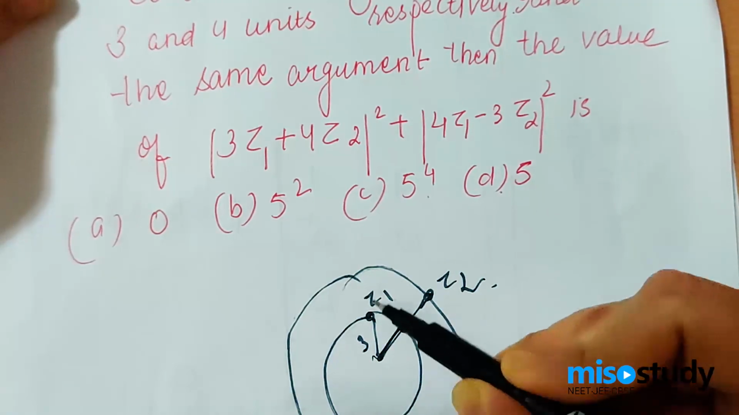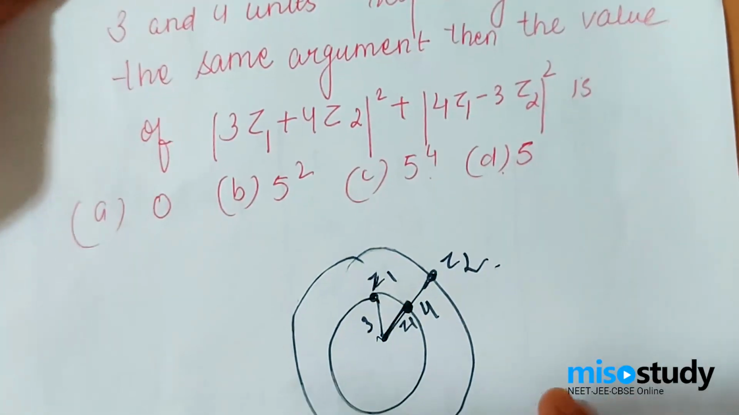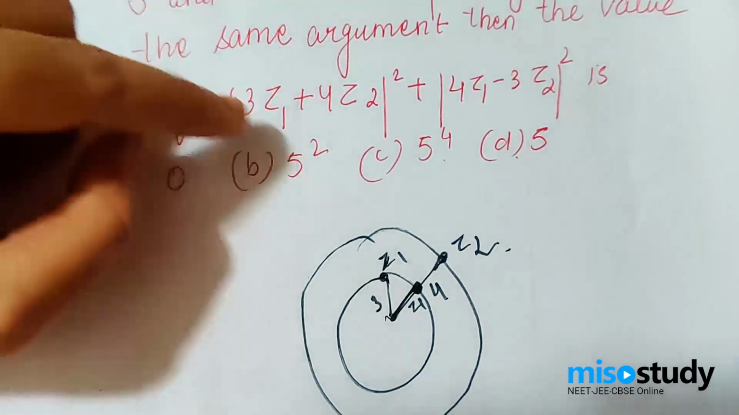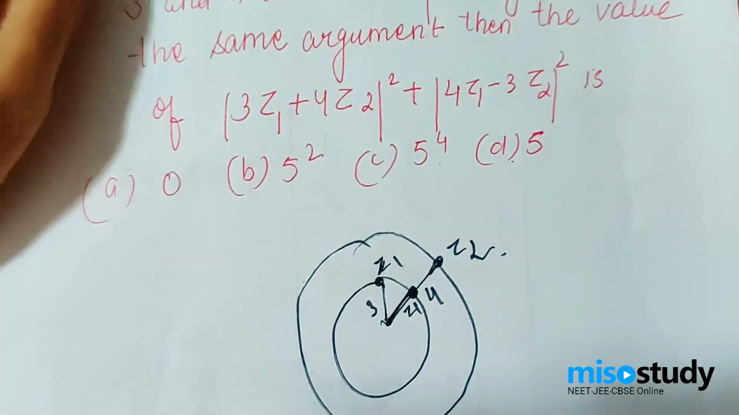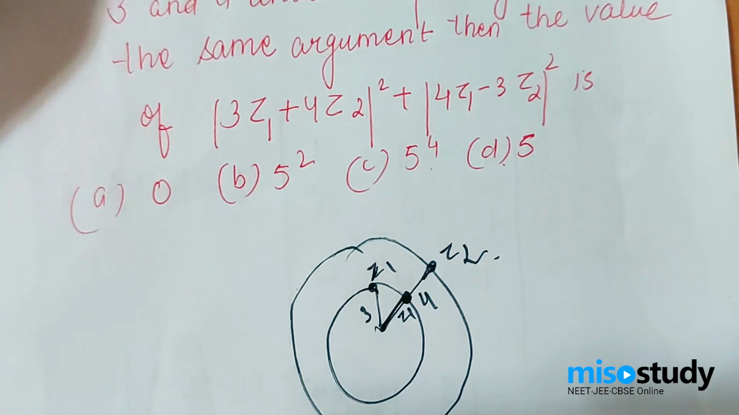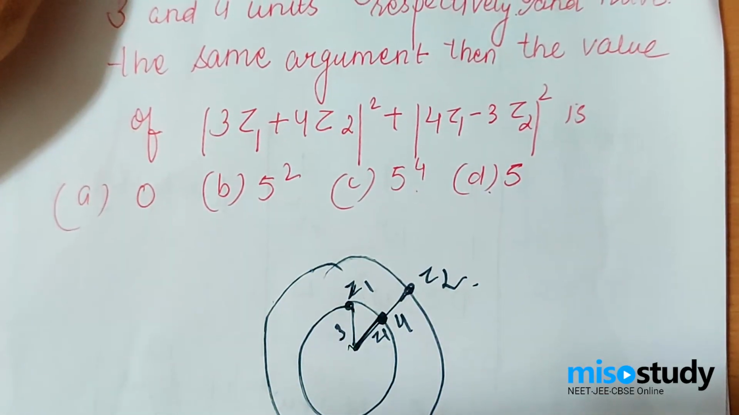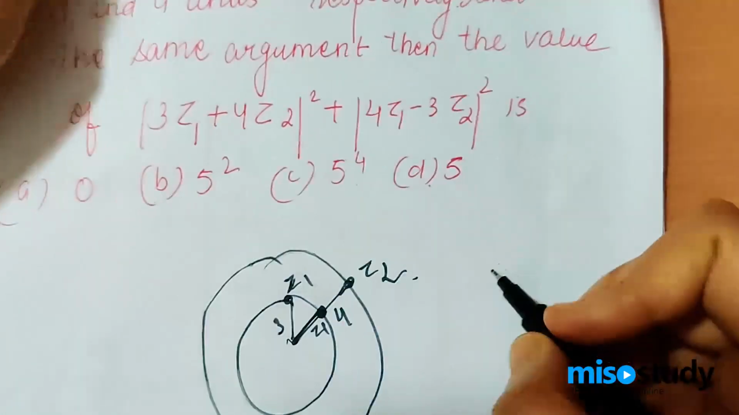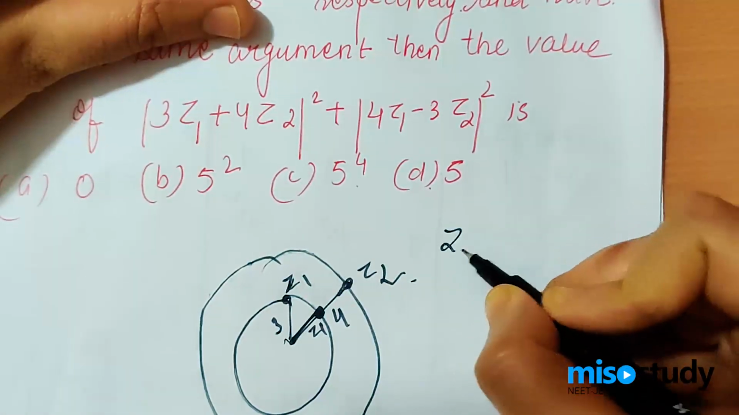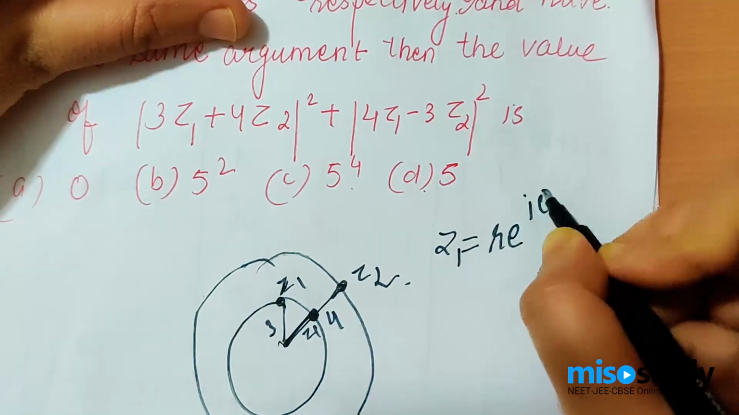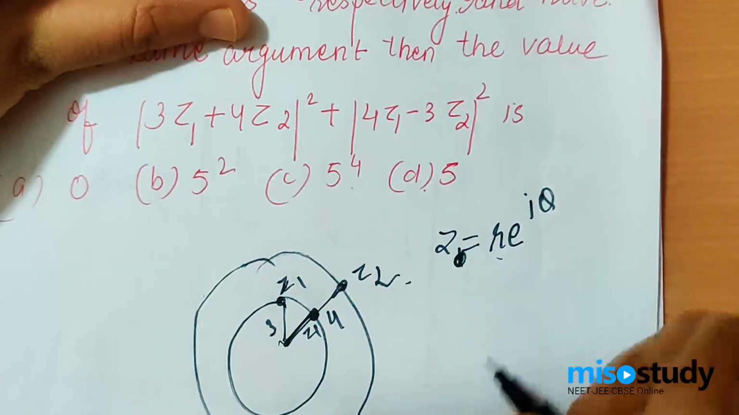Let's say this is z1. They are making the same angle with the x-axis. That is what it means. So having the same argument, the value of this is to be found out. Now if you choose to write down z1 and z2 in a proper way, in 1 second your question would be done. If I want to write z1 in the polar form, I'll write it like r e raised to the power iota theta. Any complex number can be written like that.